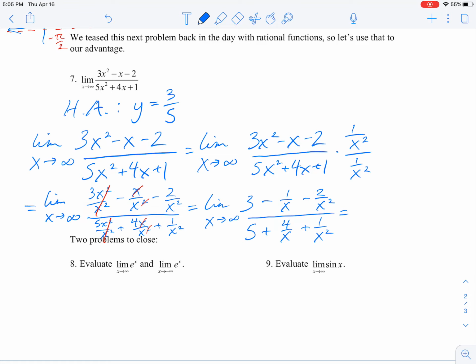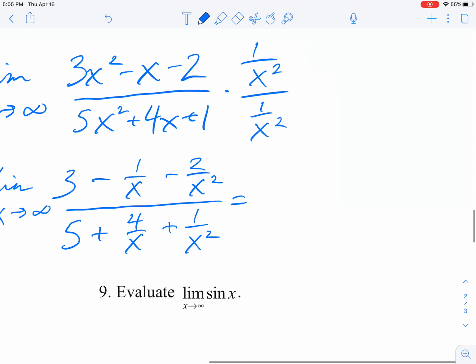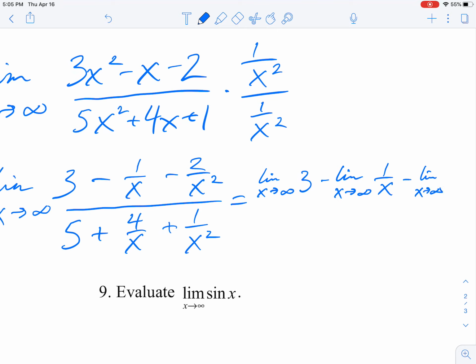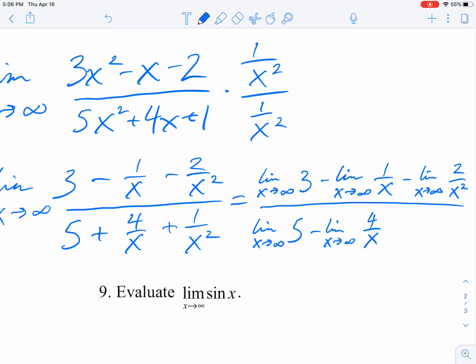Now, what we can do using our limit laws is rewrite this as the limit as x goes to infinity of 3 minus the limit as x goes to infinity of 1 over x minus the limit as x goes to infinity of 2 over x squared. On the bottom, the limit as x goes to infinity of 5 minus limit as x goes to infinity of 4 over x minus the limit as x goes to infinity of 1 over x squared.